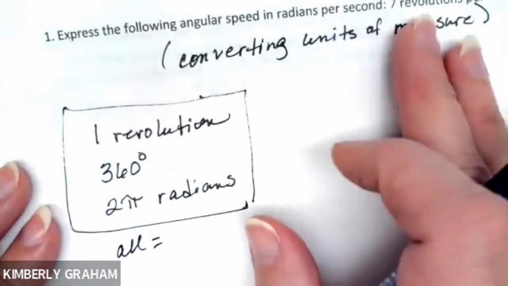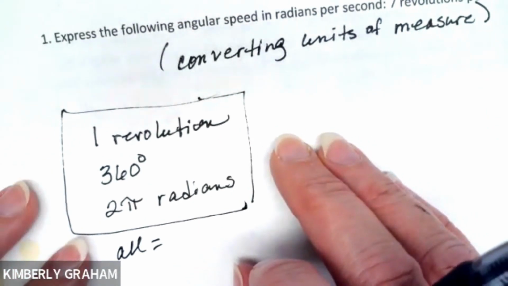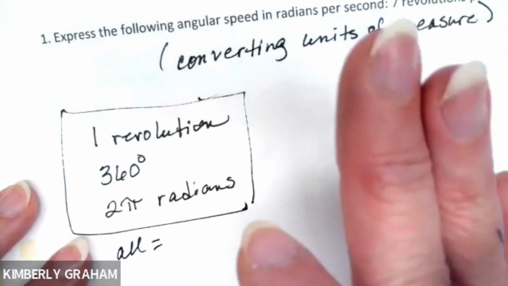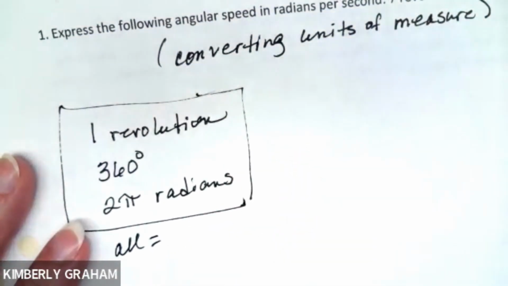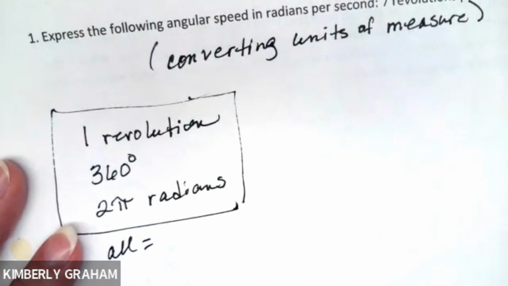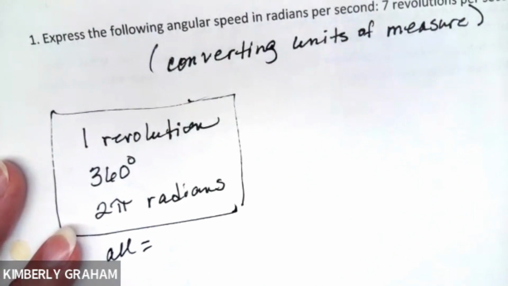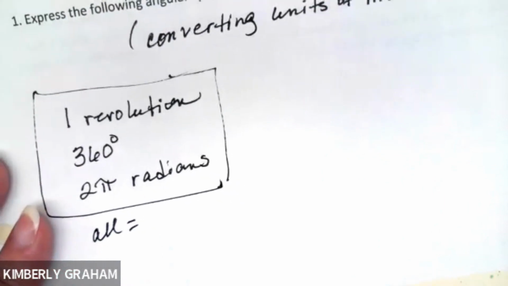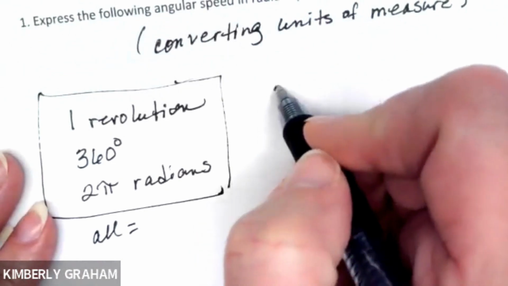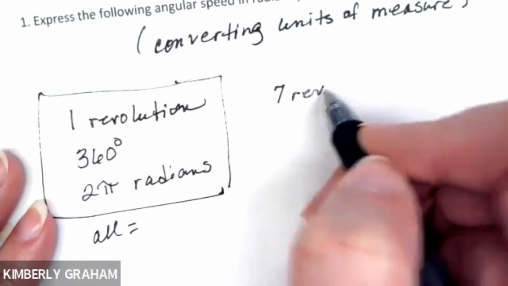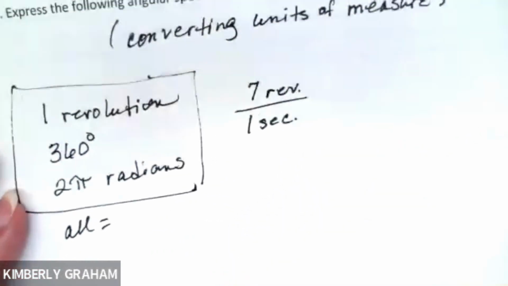Well, I want to convert 7 revolutions per second to radians per second. Before, we have been changing degrees to radians and radians to degrees. So here we're just using a different measurement of revolution. So we're going to start off this problem kind of like we did our other problems. Write down what we're given.